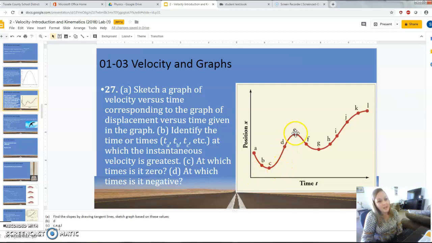And it is negative when the slope is going back down. So E, F, and G is where we've got some negative slope. So that would be the answer to D. So just make sure that you kind of have some of those answers in your notes. That's just a quick view of that topic. And we're going to go on now.